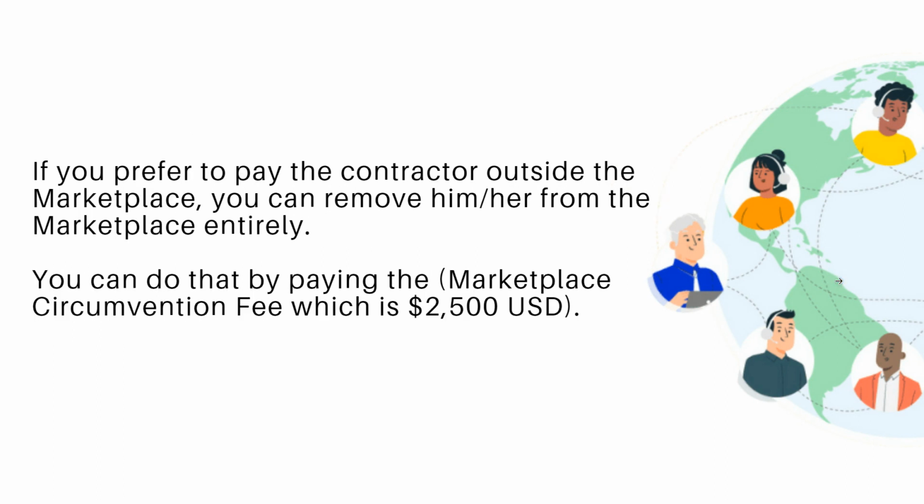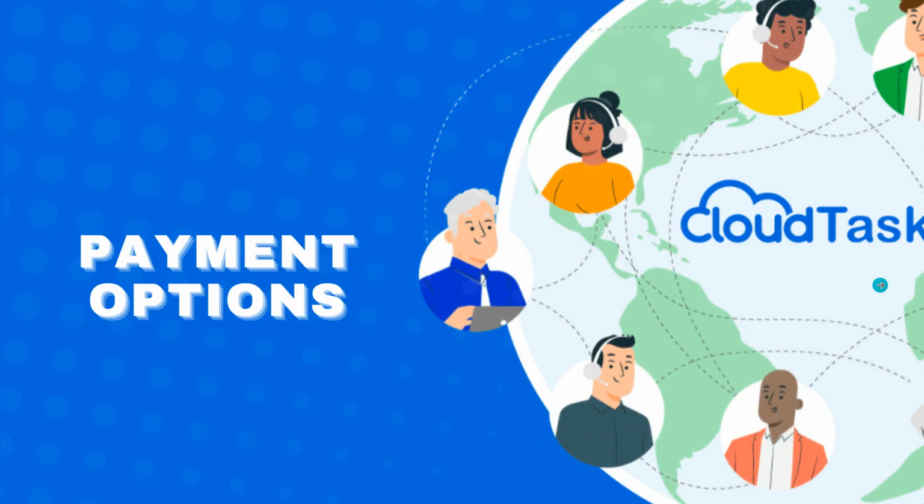The other option that we have in the marketplace is that maybe you prefer to pay directly to the contractor. If that's the case, you can remove them from our marketplace. And for that, you only need to pay the marketplace circumvention fee, which is 2,500.